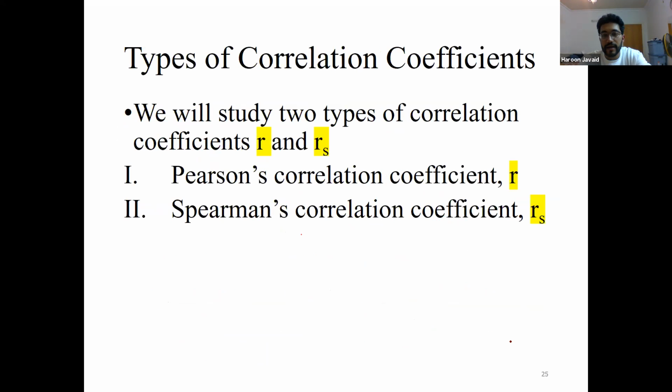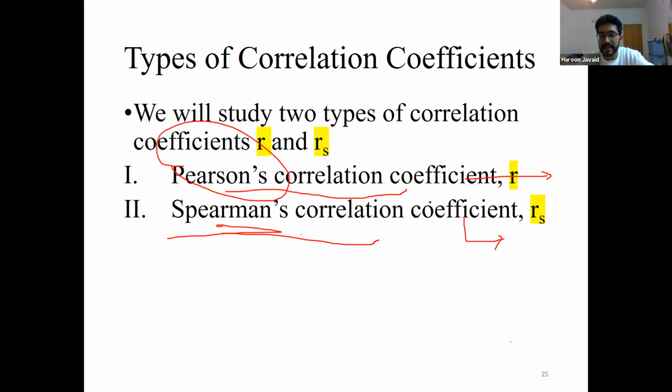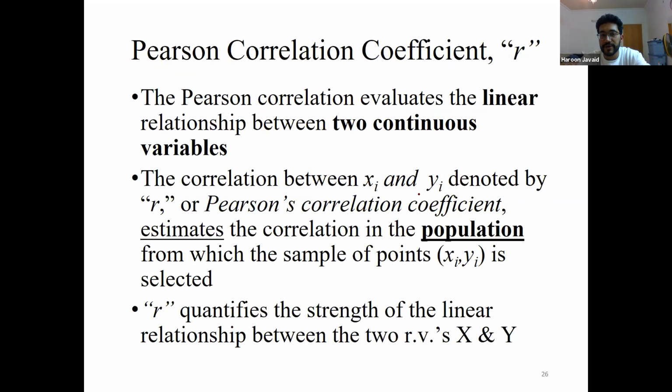You have two types of correlation coefficients included in this course. One is Pearson's correlation coefficient, and the other one is Spearman's. We're just going to talk about Pearson's. For Spearman's, we'll just give you an example at the end to tell you the difference between these two, just to give you a flavor: this is a parametric measure and this is a non-parametric measure. But they are exactly similar to each other.